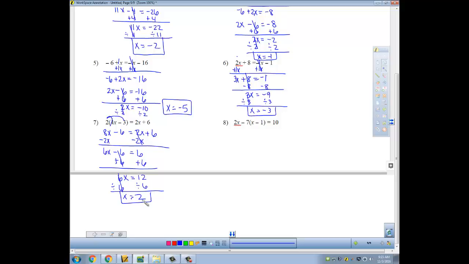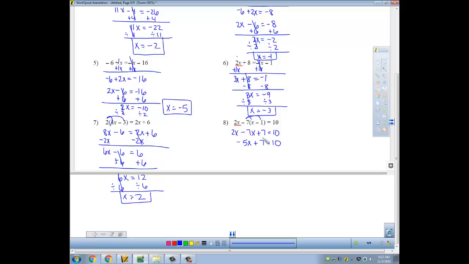Okay, last question, number 8. We can simplify the left side a little bit. Notice that there's a number in front of my parentheses, but it is a negative 7. So I'm going to bring down the 2x, distribute the negative 7 to get negative 7x. Negative 7 times negative 1 is positive 7 equals 10. I can still combine these like terms right here. 2x minus 7x is negative 5x plus 7 equals 10.